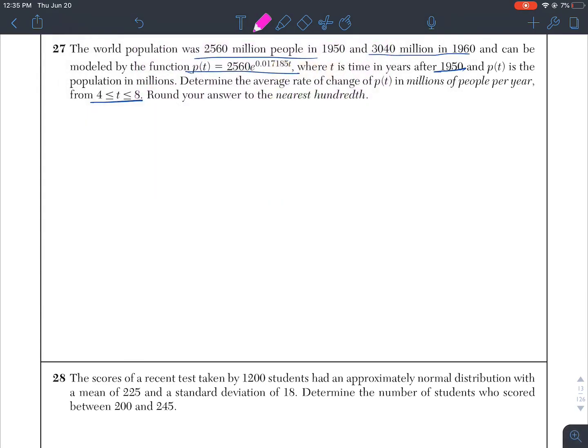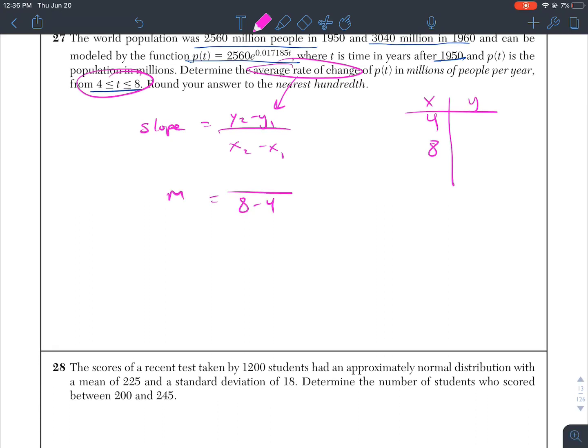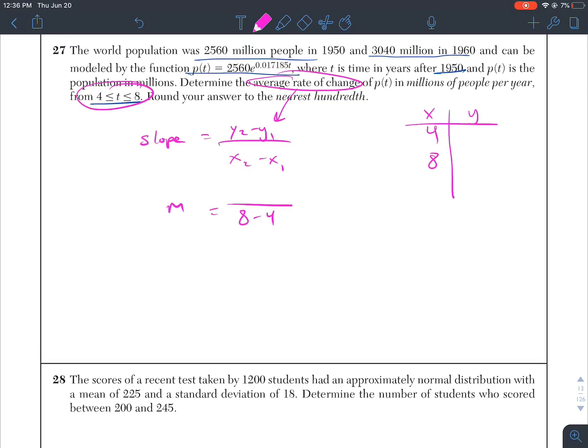Okay, the one thing I didn't underline was average rate of change, and that's probably the most important thing. This just means we're using the slope formula with y2 minus y1 over x2 minus x1. So we need to make our xy table. We want to go from 4 to 8, so those are our x values. And for our y values, we have to plug these numbers into that function.